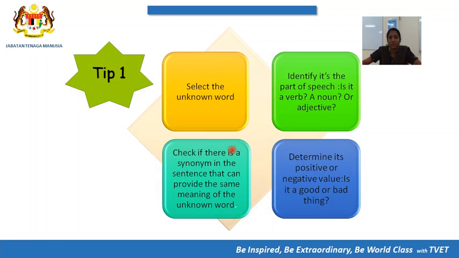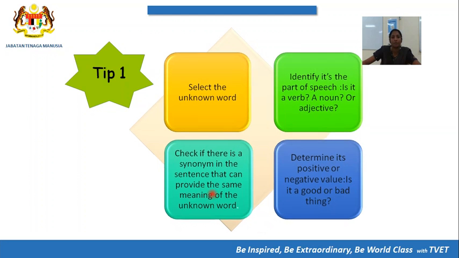Tip number 1. Let's say we select the unknown word, then we have to identify what part of speech it is. Is it a noun or verb or an adjective? Then check if there is a synonym in the sentence that can provide the same meaning of the unknown word. Then next you determine whether it is a positive or negative value. Is it a good or a bad thing?